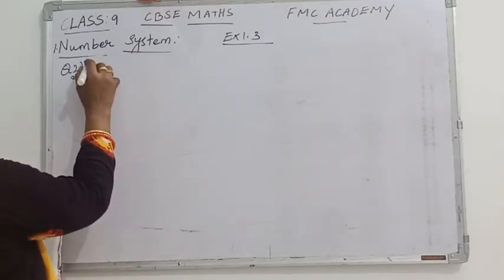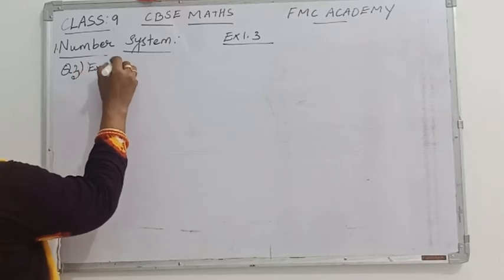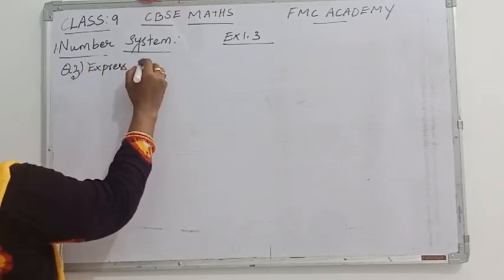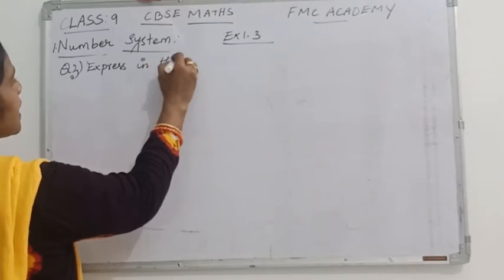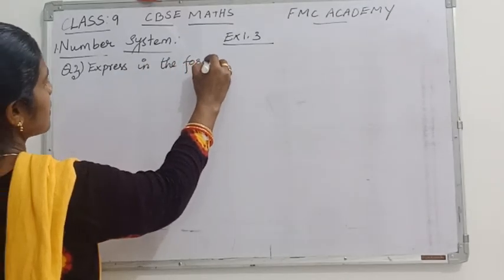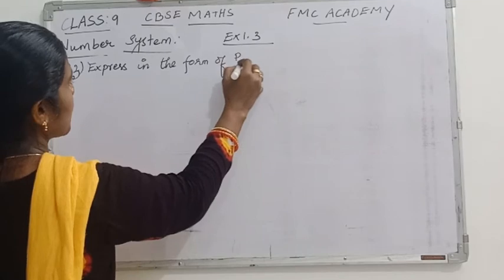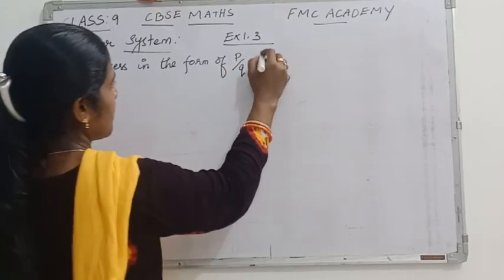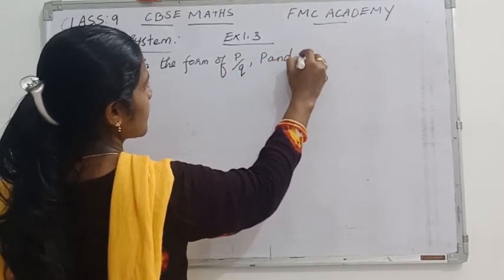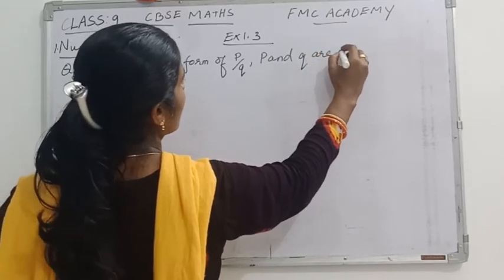The question is: express in the form of P by Q, where P and Q are integers.